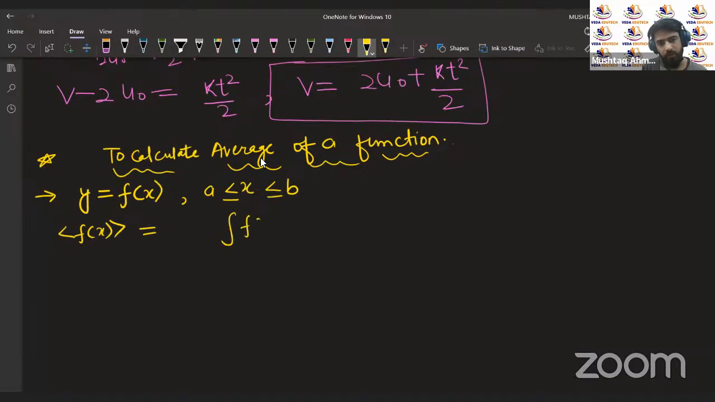We integrate this function with respect to x, and this variable x can be anything, between the limits a and b. Suppose we want to calculate the average between a and b, then the limits will be between a and b, upon the integral of dx, and once again the limits will be between a and b. So this represents the interval between which we have to calculate the average of a function.